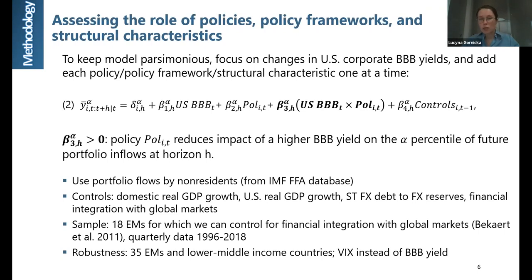And we will consider domestic policies or policy frameworks one at a time, in order to increase the number of degrees of freedom at the tail quantiles. In particular, we would expect the coefficient beta one to be negative, so higher corporate yield in the US to have a negative impact on the left-hand side variable. And if the coefficient beta three on the interaction term between the BBB yield and domestic policy pol I is positive, then it is equivalent to the policy that is considered reducing the impact of higher BBB yield on the percentile alpha of future portfolio inflows at a given horizon. So that will be the interpretation.